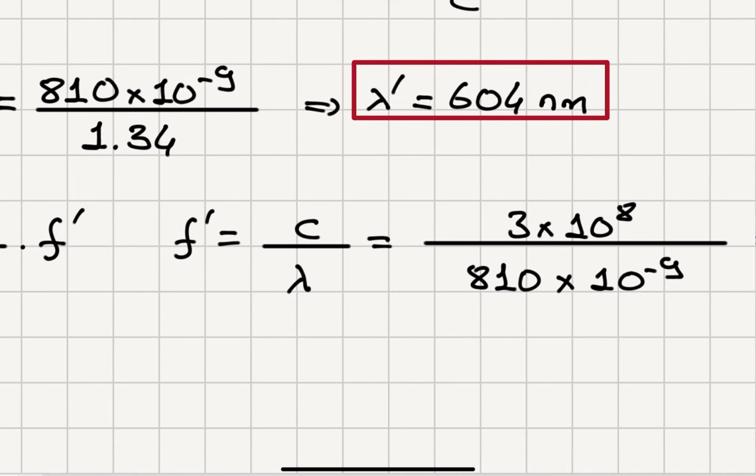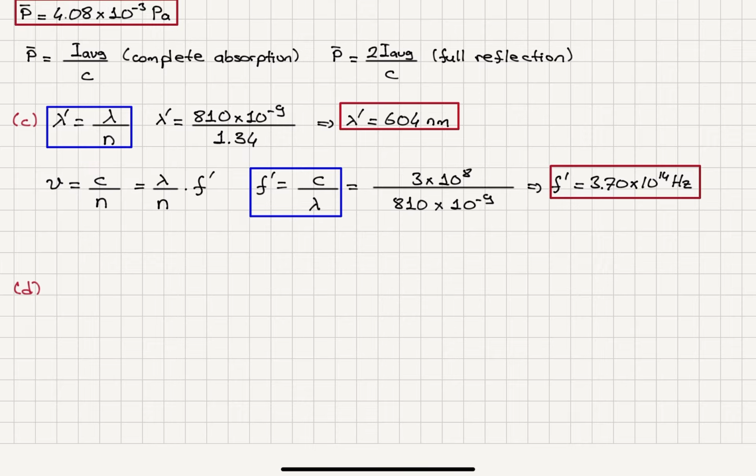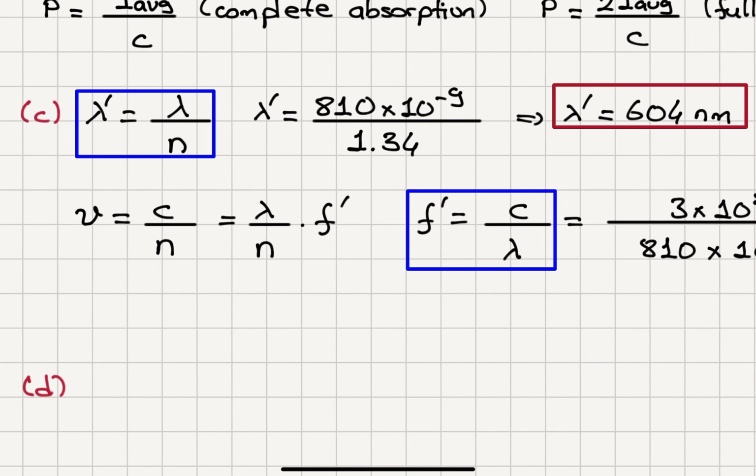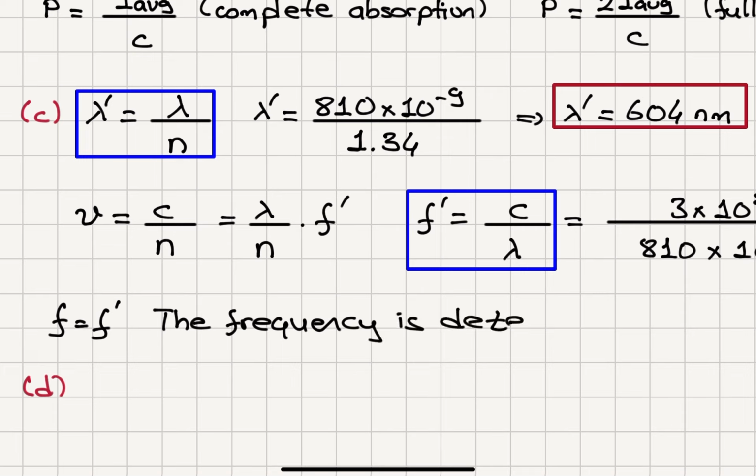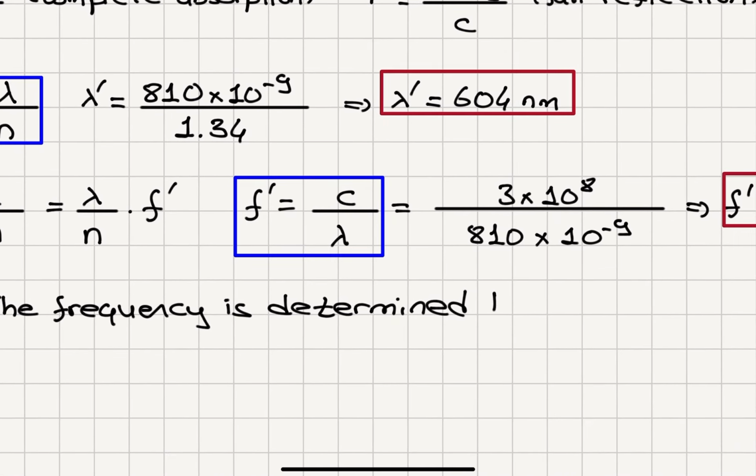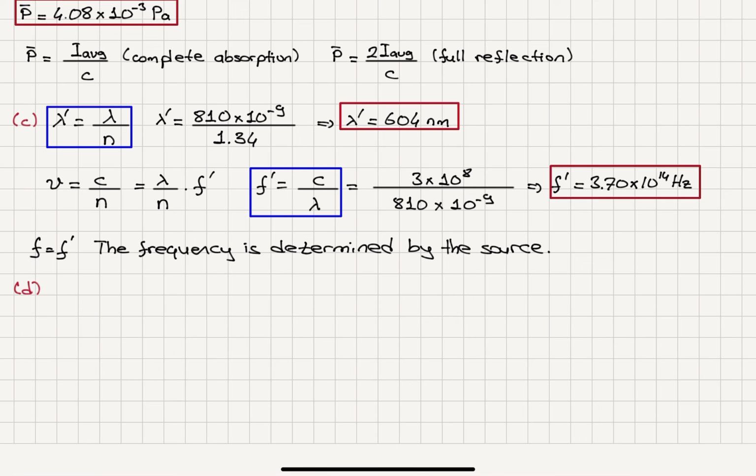So the frequency is simply equal to c over lambda. So let's note here that the frequency in air is equal to the frequency in the medium because the frequency is determined by the source. The medium has no effect on the frequency of the light.